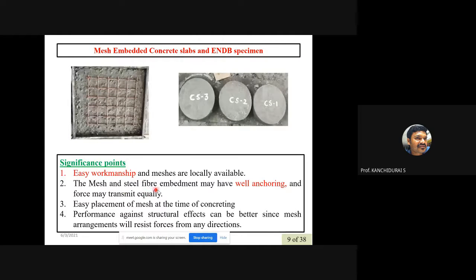The mesh and steel fiber embedment may have good anchoring, and force may be transmitted equally. With the easy placement of mesh at the time of concreting, the performance against the structural effect can be better, since the mesh arrangement will resist the force from any direction. Here the spacing of the mesh is very small, hence we have used 12 mm aggregates.